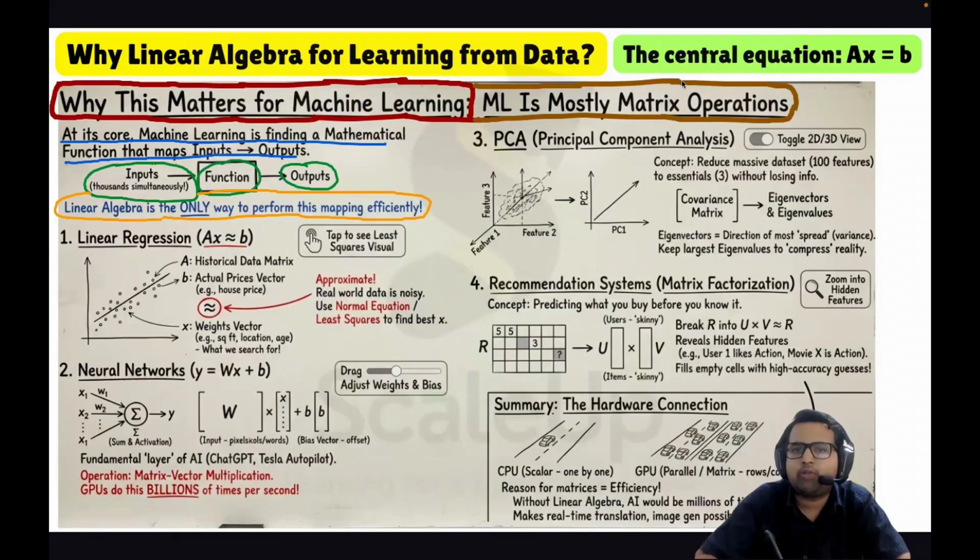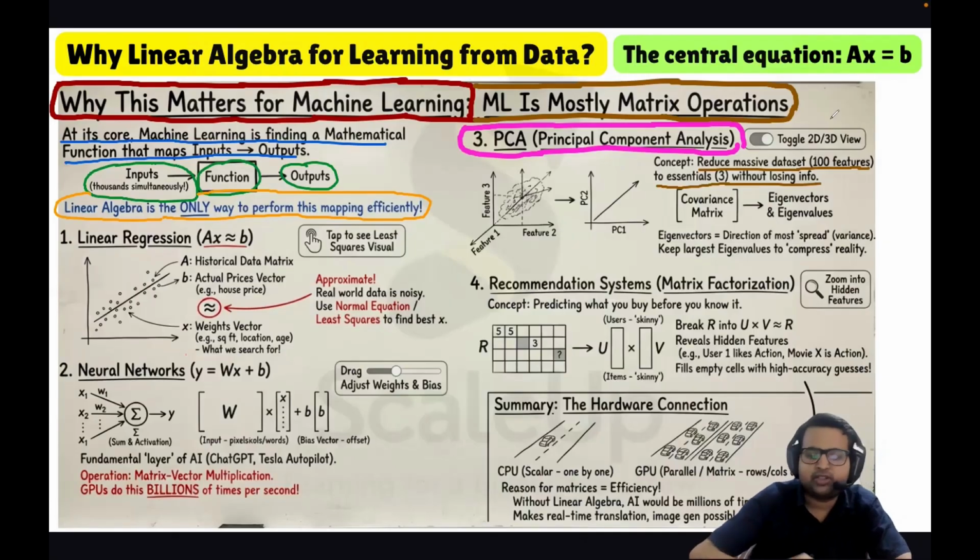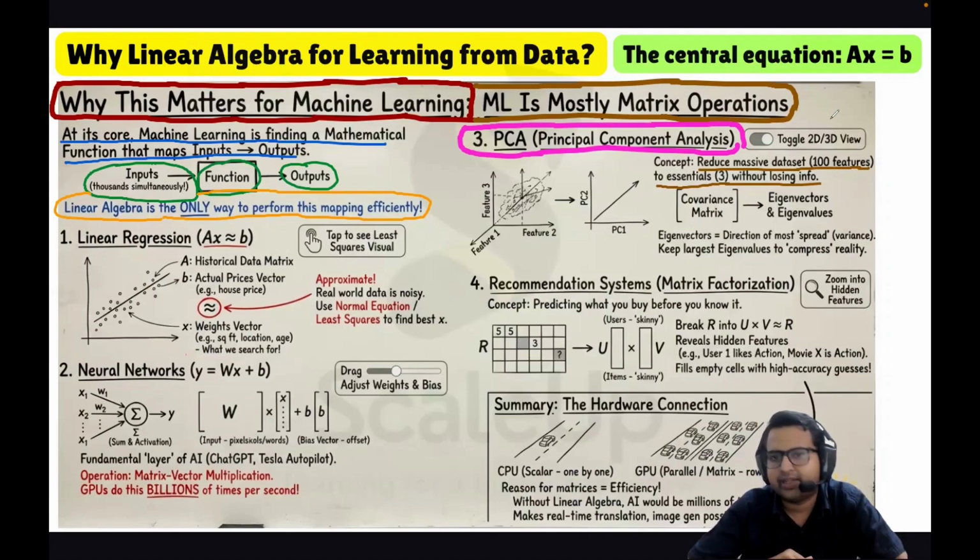Even principal component analysis makes use of matrix operations. The idea of principal component analysis is to reduce a massive data set, for example of 100 features, to the essential 3 features without losing information. So in principal component analysis, we reduce massive data sets containing hundreds of features to essential data sets with just 3 features without losing information.